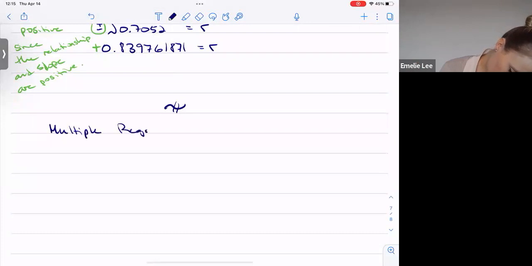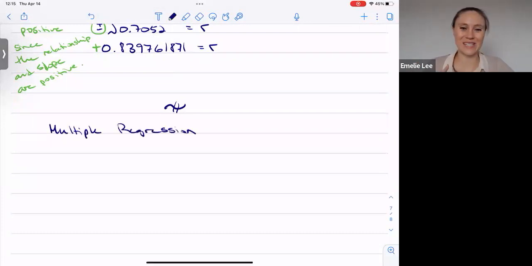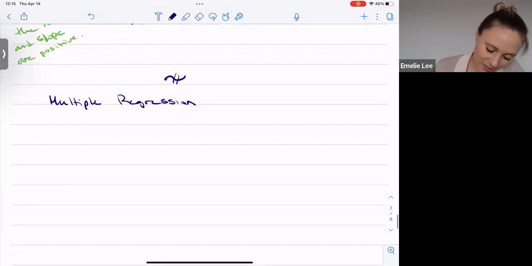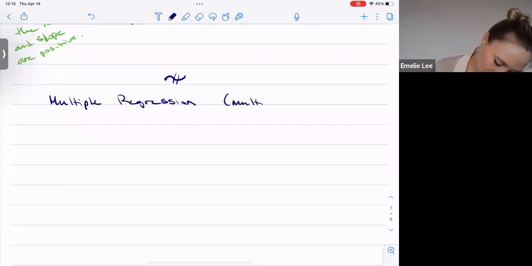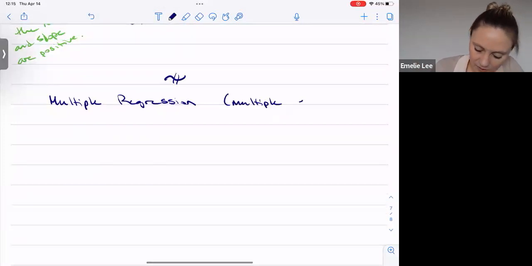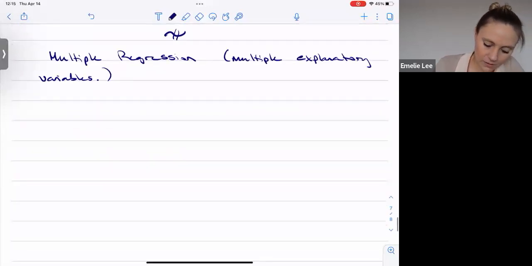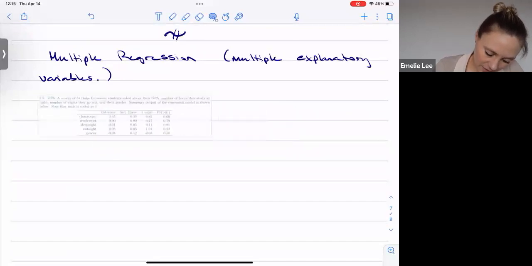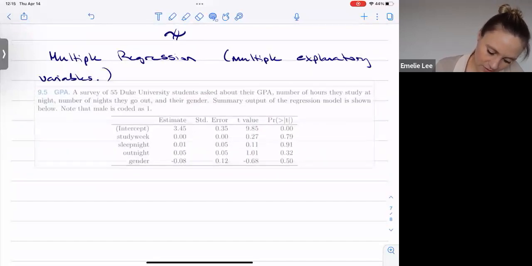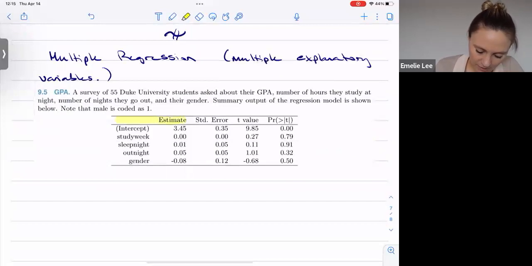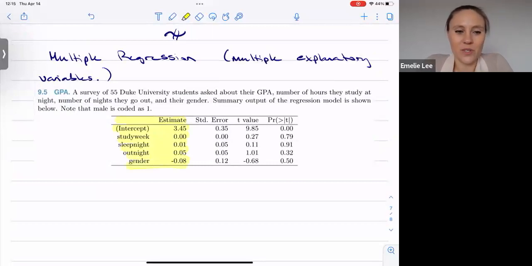Multiple regression. Now I'm only introducing this so you can tackle that one question on the assignment where I'm pushing the limits here. It really just means multiple explanatory variables. Okay, so it's going to look something like this. But as long as you keep your cool, you'll be able to construct this least squares regression line.